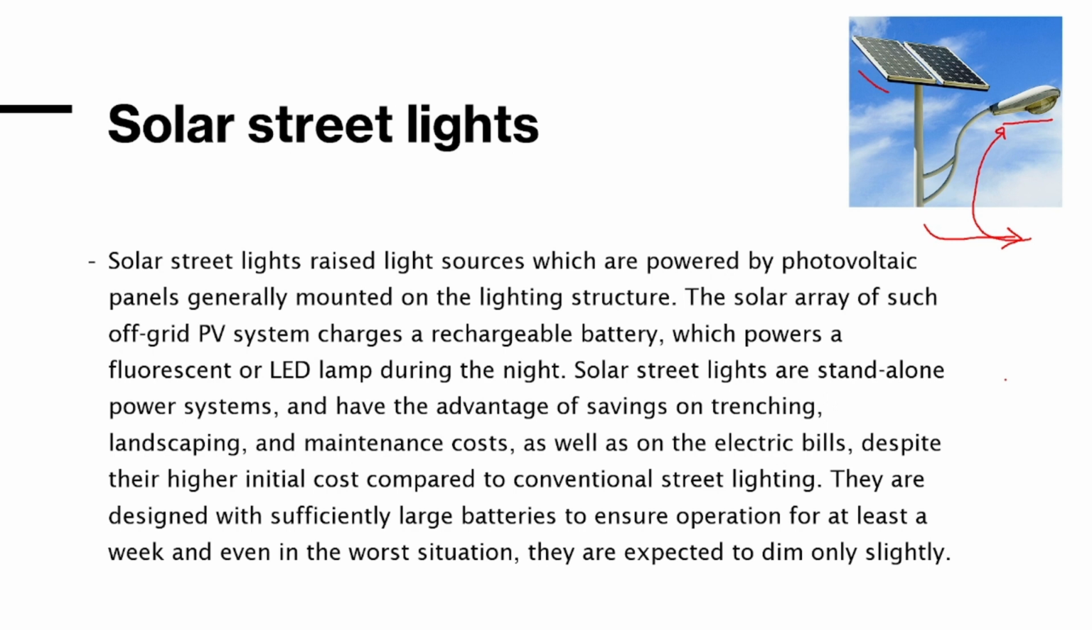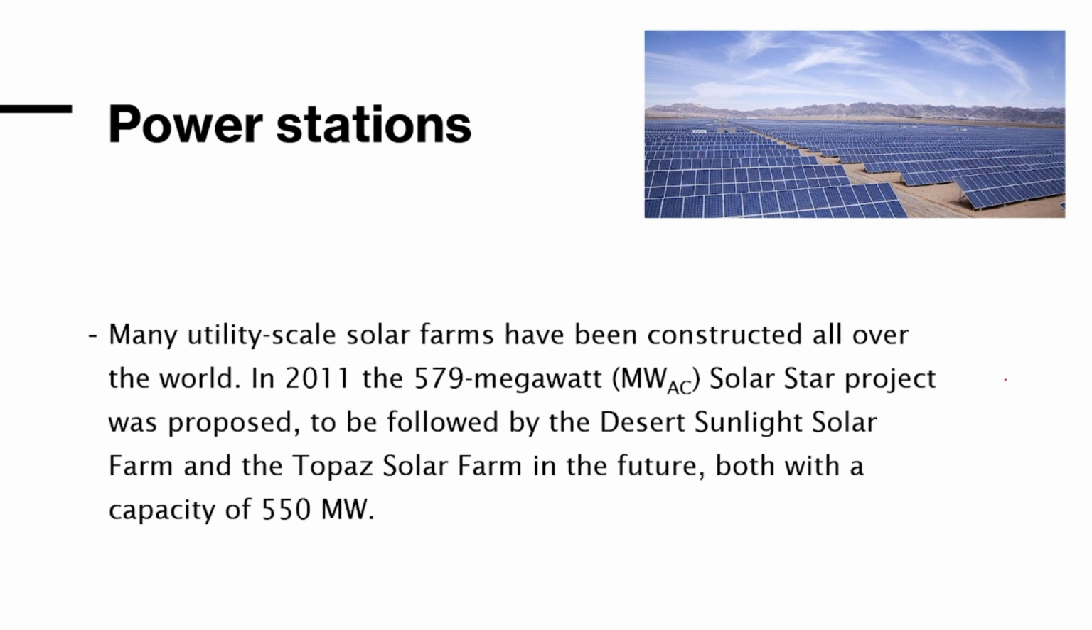So solar street lights are standalone powered systems and have the advantage of saving on trenching, landscaping and maintenance costs, as well as on the electric bills, despite their higher initial cost compared to conventional street lighting. They are designed with sufficiently large batteries to ensure operations for at least a week, and even in worse situations, they are expected to dim only slightly. So that sounds amazing.